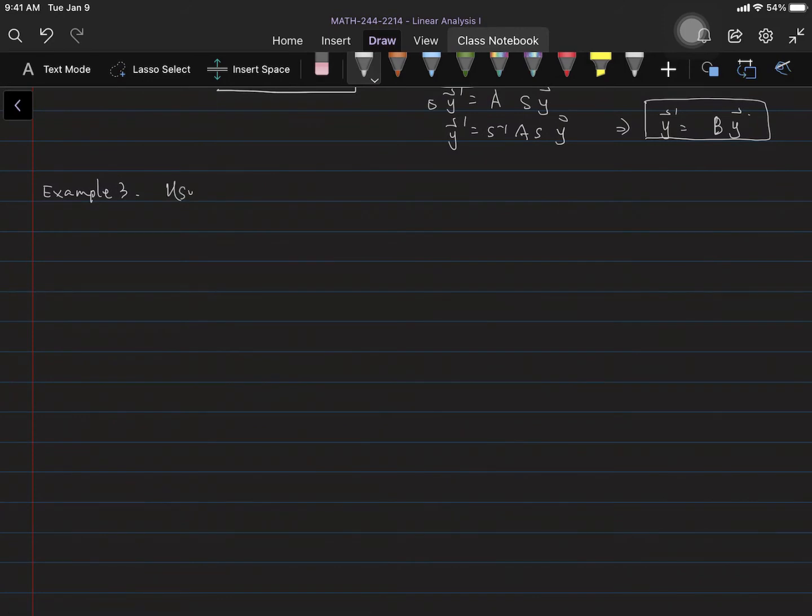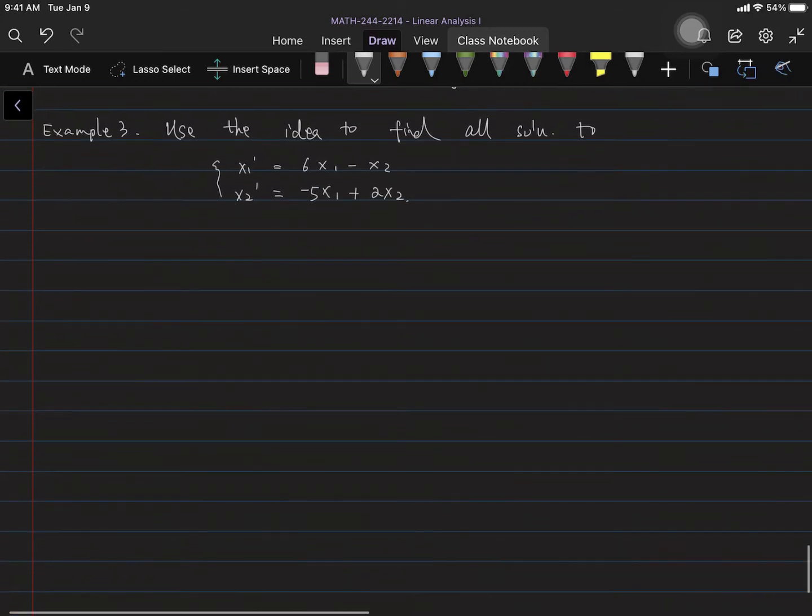Use the idea to find all solutions to this linear system: x1 prime equals 6x1 minus x2, x2 prime equals negative x1 plus 2x2. Okay, so we have a linear system like this one, and we know this is x prime equals Ax, and here x is the vector x1, x2.